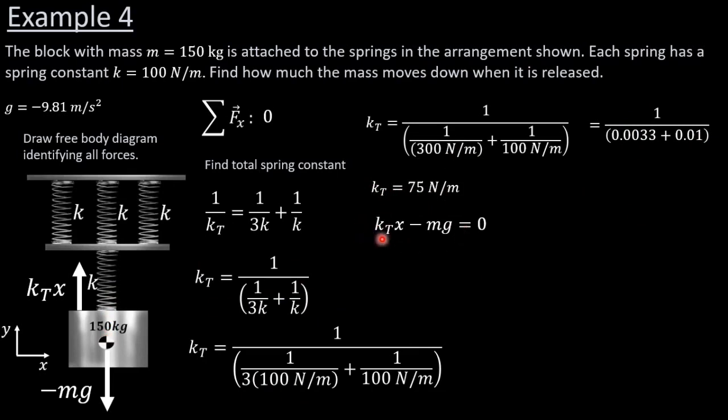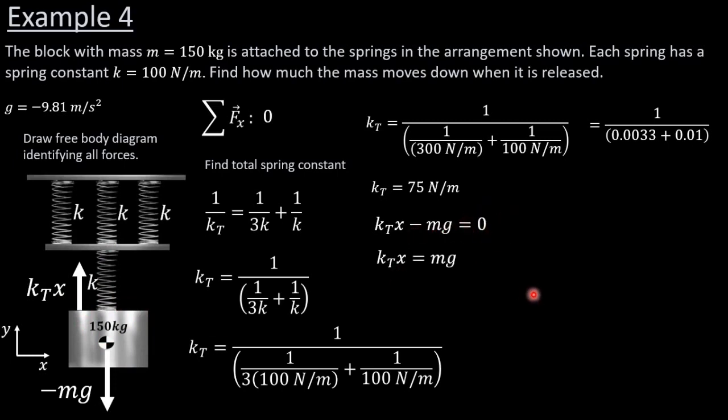Then I find the net force acting on that block, which is going to be the total spring constant times x minus mg equals 0. It's 0 because when it's released, it's eventually going to stop accelerating at a certain point, and it will be a certain distance x from its equilibrium position. However, its acceleration at that point will be 0, which is how we get 0 here.